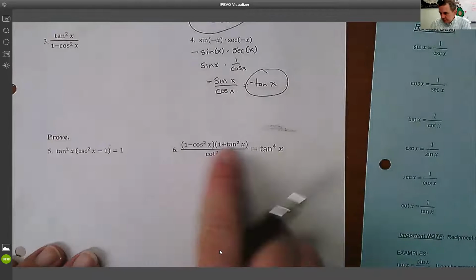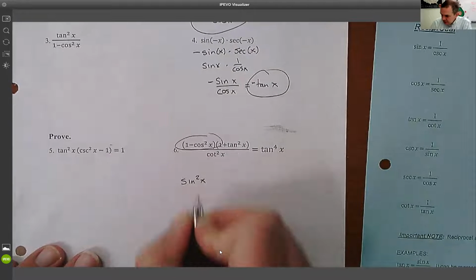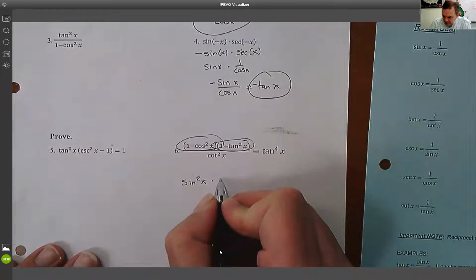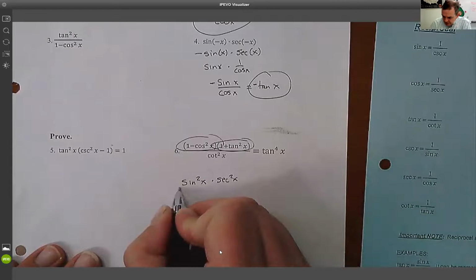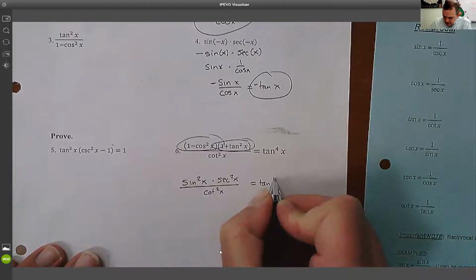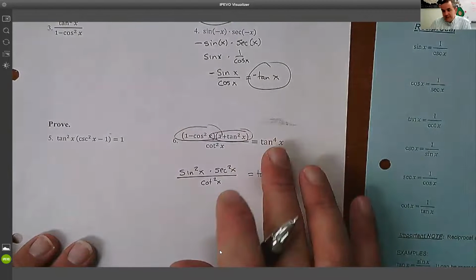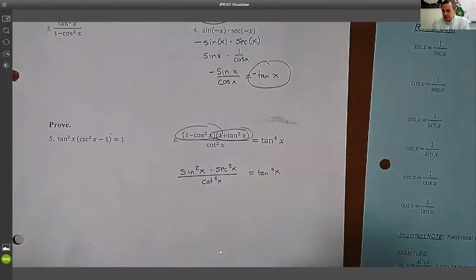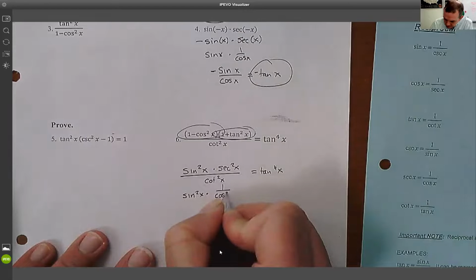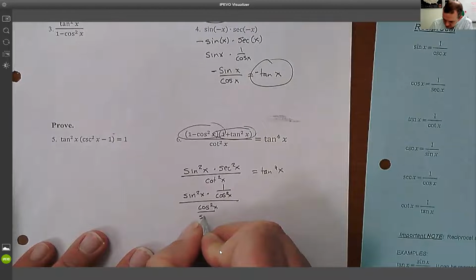Last one on the front, convert this. Well, this first guy, 1 minus cosine squared x, becomes sine squared x. If I look at my Pythagorean, 1 plus tangent squared becomes secant squared x over cotangent squared x equals tangent to the 4th x. Now the rule is I never mess with something that's down to 1 term, so I'm just going to leave the tangent to the 4th by itself, but I'm going to rewrite all of this stuff over here. So sine squared x times 1 over cosine squared x, and cotangent is cosine squared x over sine squared x.